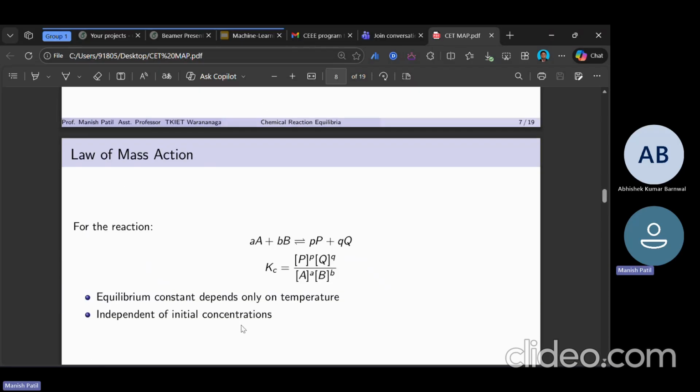Then we are going to discuss the law of mass action. That is a very important mathematical expression for the calculation of equilibrium. For the reaction of p A plus q B giving a product R S with stoichiometric ratios, the equilibrium constant can be calculated from the molar concentration of product P and product Q, raised to their powers, divided by the molar concentrations of A and B. Here p and q are the stoichiometric ratios, capital P and Q are the product molar concentrations, and A and B are the molar concentrations of the reactants.